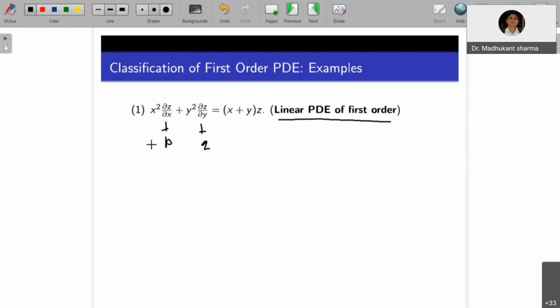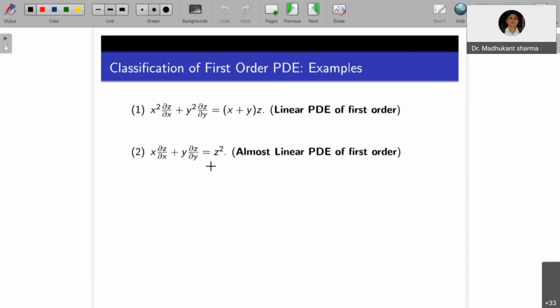Now the P coefficient is a function of X only, and the Q coefficient is a function of X, Y only. Means they are not involving Z, so they are at most a function of X, Y. Now the right hand side is linear in Z, because it is Z to the power 1 and the Z coefficient is a function of X and Y. So it's a linear PDE of first order.